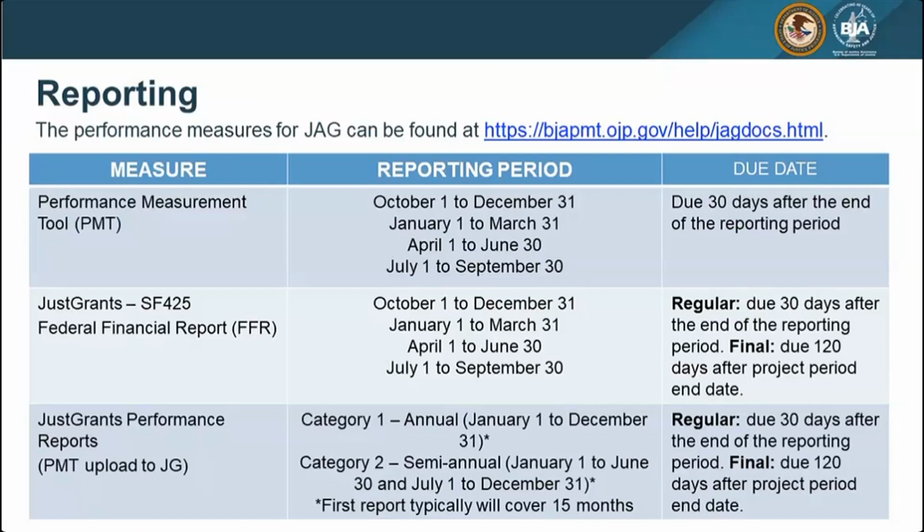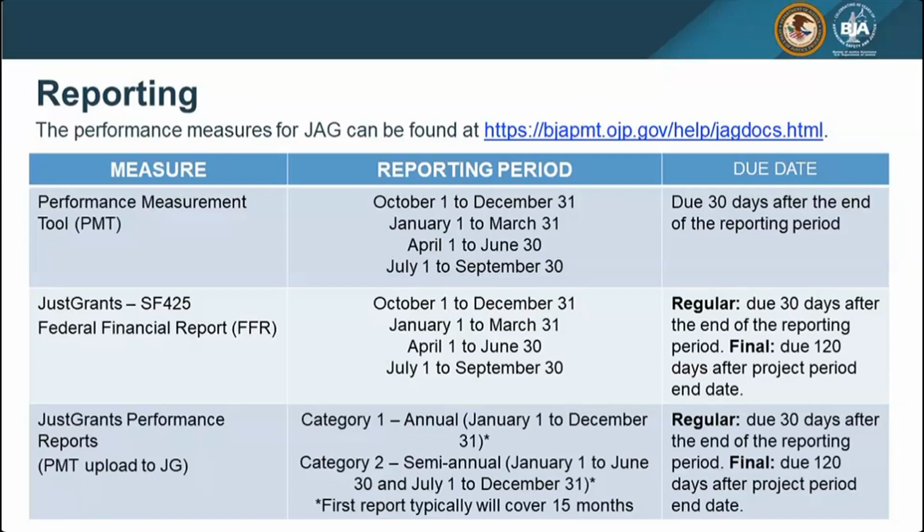But essentially, this is a timetable for the reporting deadlines. So the PMT is the progress report that you'll have to submit in the performance measurement tool quarterly. And the financial status report, or the FFR, you'll need to report quarterly as well. And those are due 30 days after the end of the reporting period.